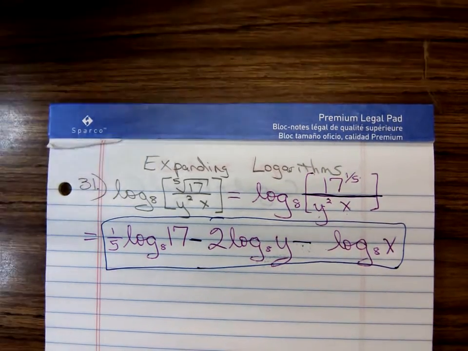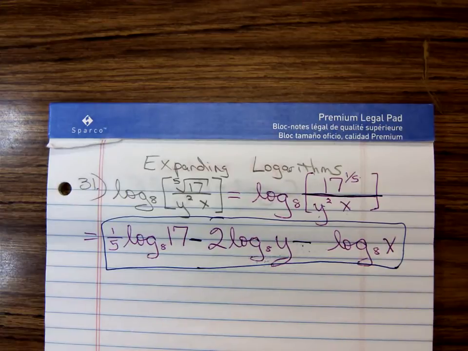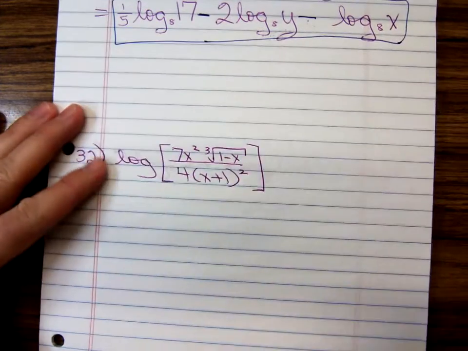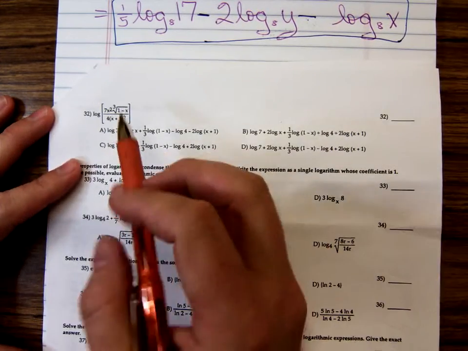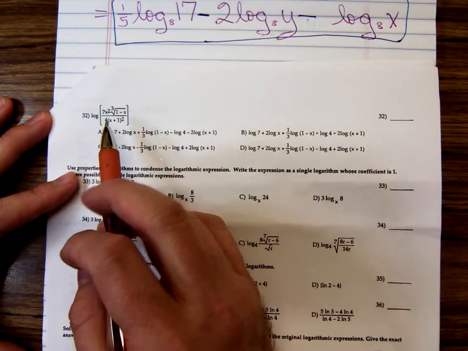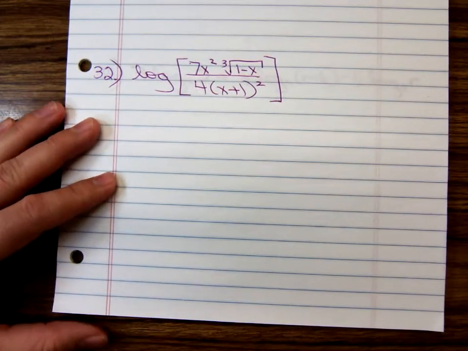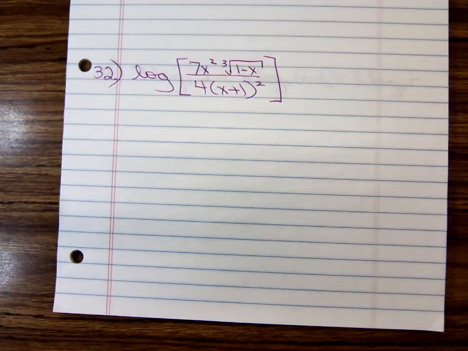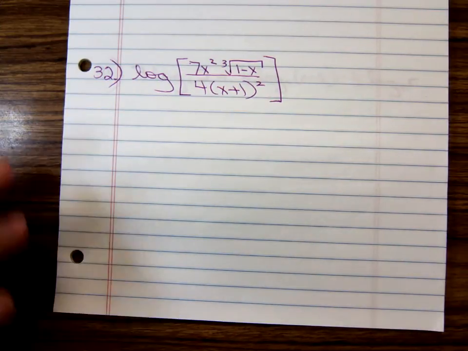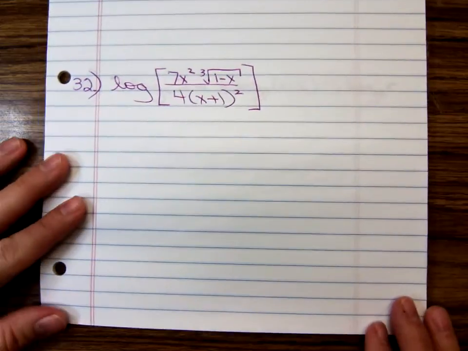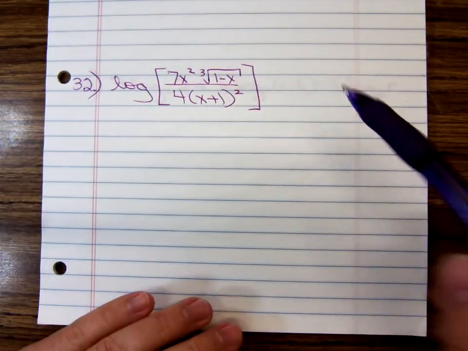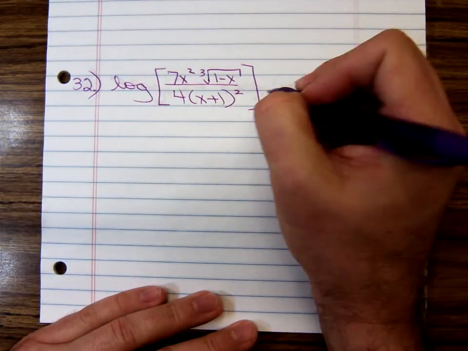And the next one, number 32. Same instructions for expanding the logarithm. So I've recopied the logarithm. The first thing I'll do, I was very consistent all semester long. When I ran into a logarithm that had a radical, I'd rewrite it using an exponent.